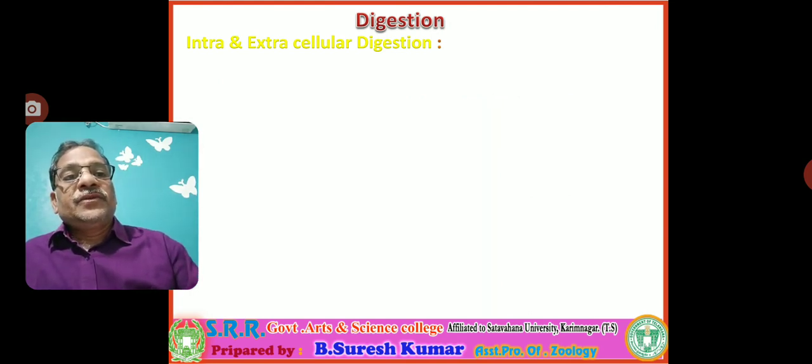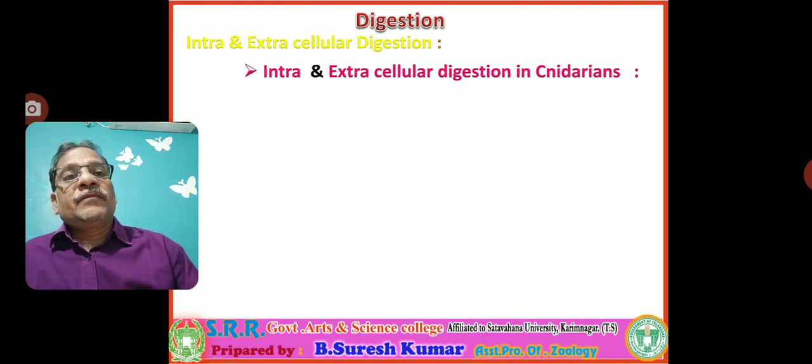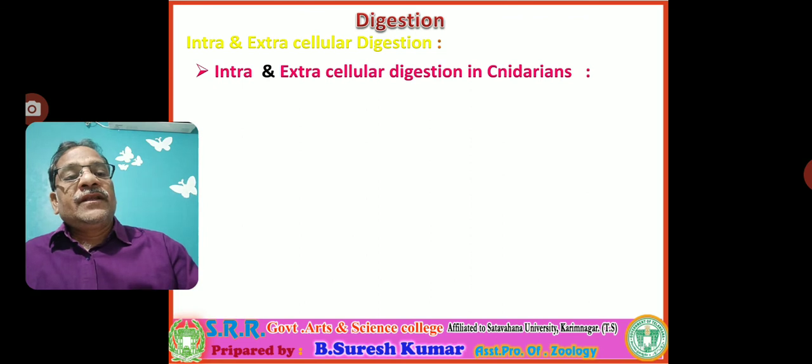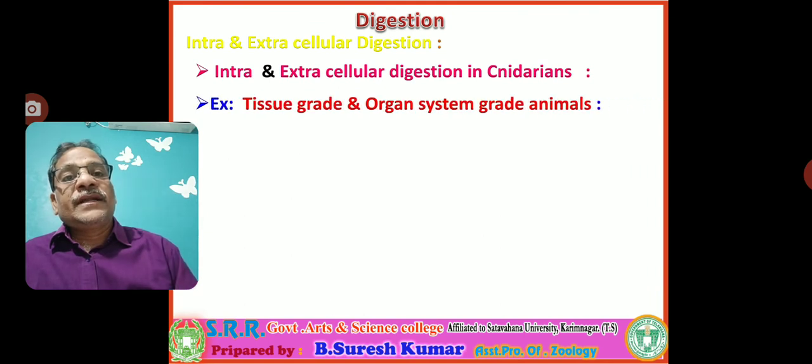So from tissue grade individuals onward up to organ system grade individuals exhibit extracellular digestion, but especially the Cnidarians exhibit both intra and extracellular digestion. You remember, from the entrance point of view, these things are compulsory and asked in entrance examinations. They exhibit dual digestion, intra and extra. In what way they perform both intra and extracellular digestion, let us discuss.